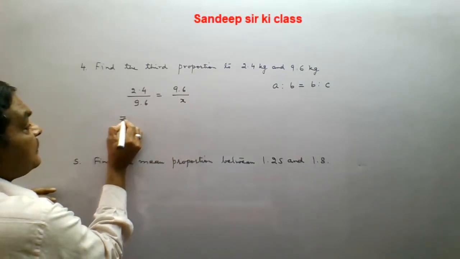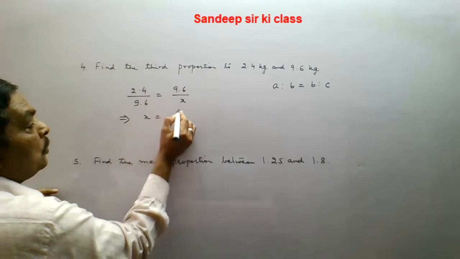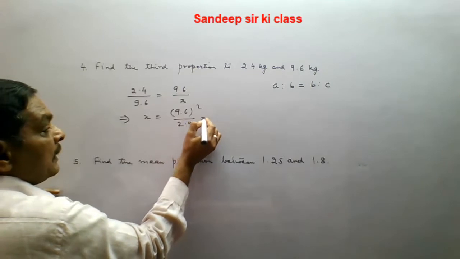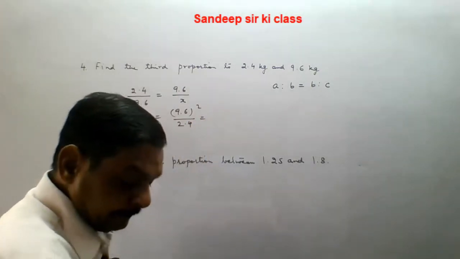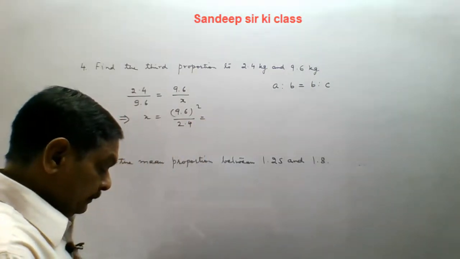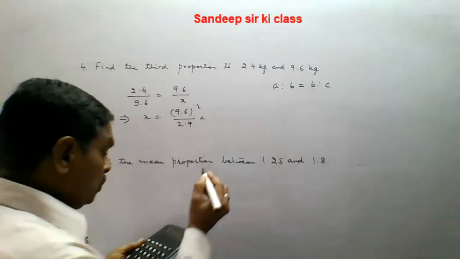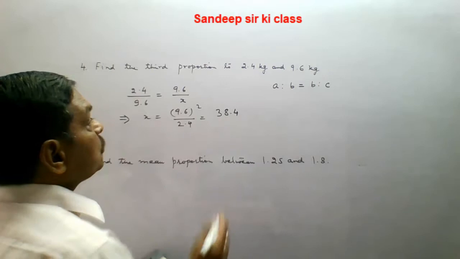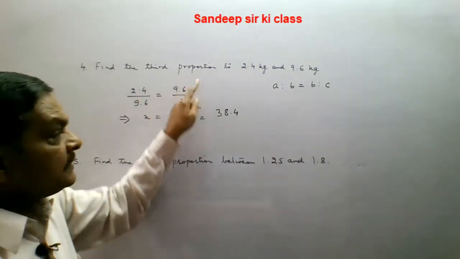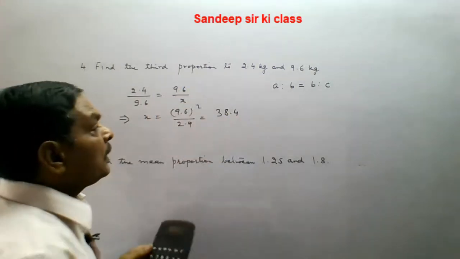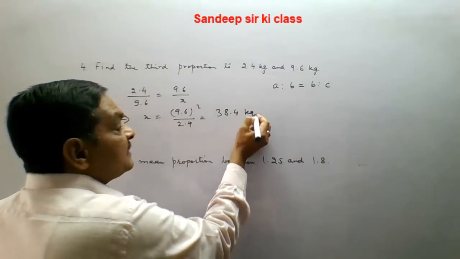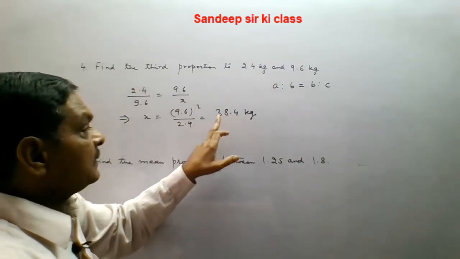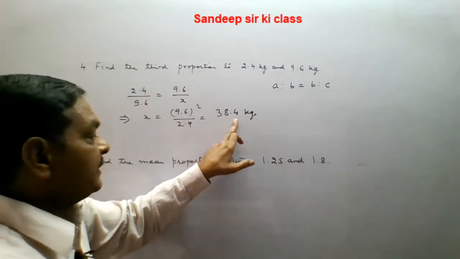Simplify this. This gives us x is equal to 9.6 whole square upon 2.4. Calculate it. This is equal to 38.4. So the third proportion is 38.4 kg. Since the unit here is kg, we obtain the answer in kg. Third proportion is 38.4 kg.